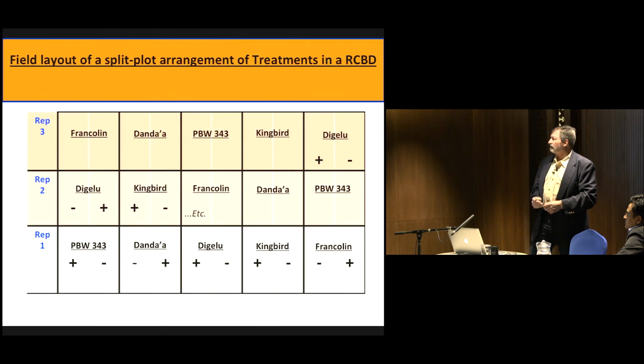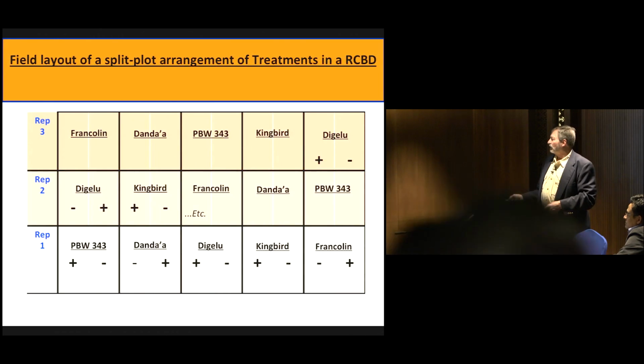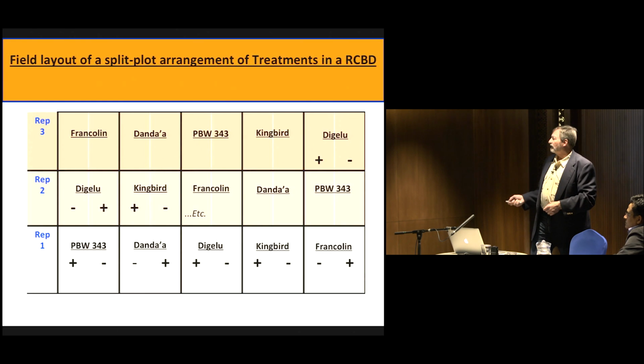This is what the field plot layout would look like for a split plot arrangement of treatments in a randomized complete block. So here are the whole units, and they would be randomized in Rep 1, and they would be randomized differently, of course, in Rep 2 and Rep 3, and then the subunits, either with a fungicide protection or without a fungicide treatment applied, and these would be randomized within each whole unit.